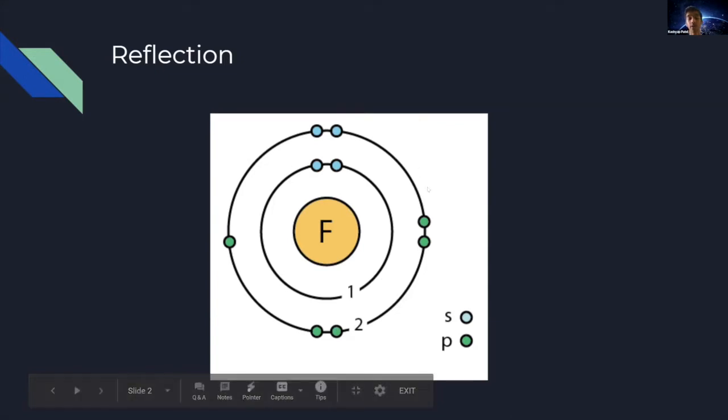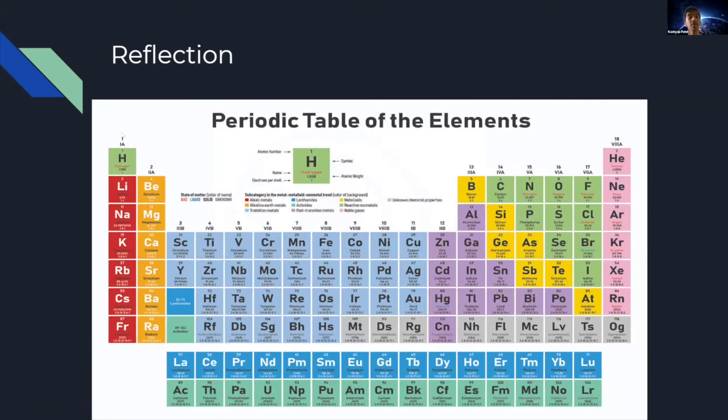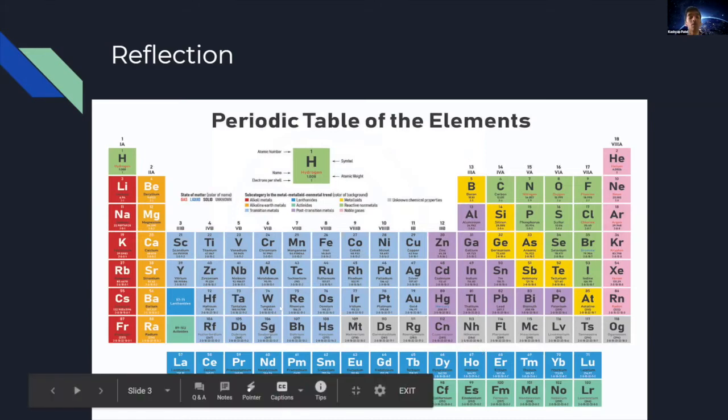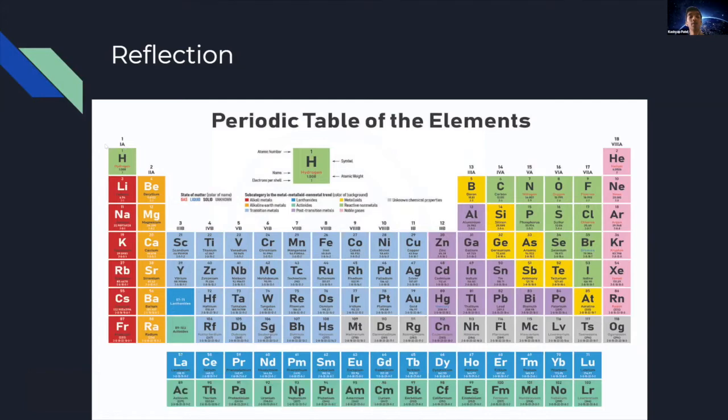And why are valence electrons important? It's because in every group, all the elements in the same group have similar properties. So all the elements in group 1 would have similar properties: they're really reactive and they're metals. And it's just like that for group 7, 6, and all of them.